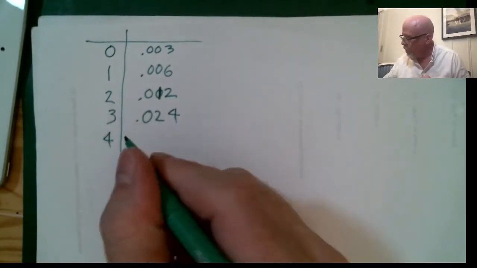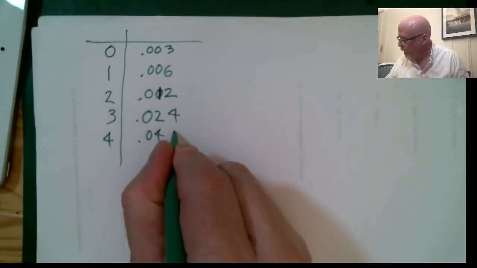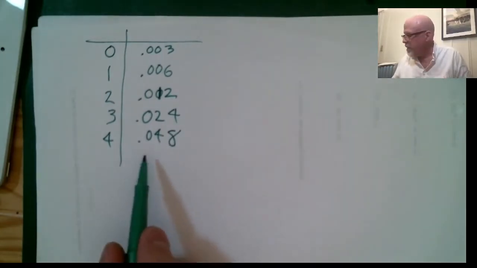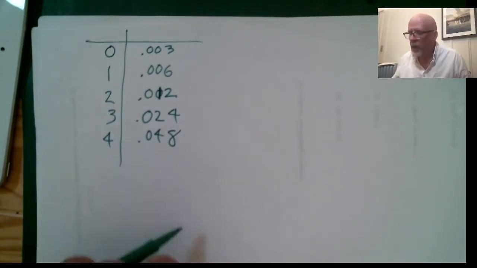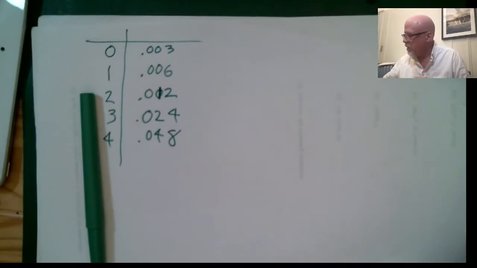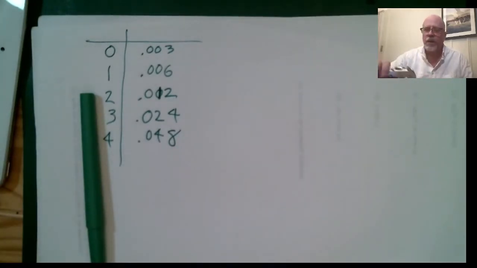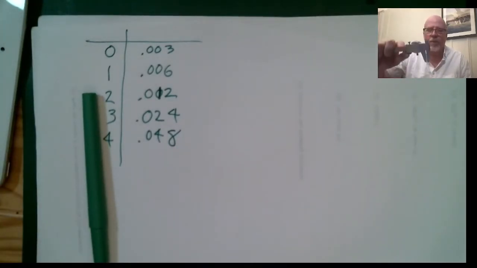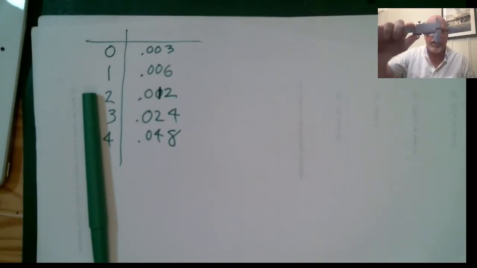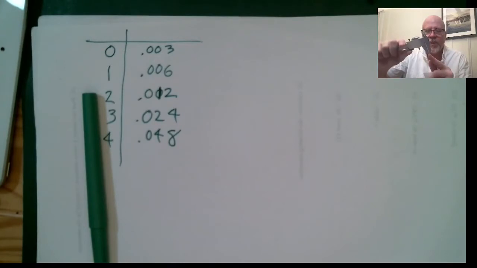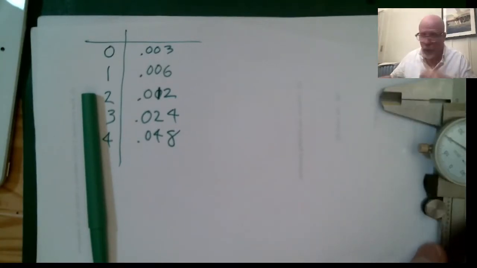And then after four folds, it's going to be 0.048. These sort of seem like small numbers, right? 0.048 is a little less than 1/16 of an inch. And I could set these calipers to that dimension, but you would barely be able to see the gap that's formed. Where do I hold it so that you can see it? That's not much in there, you know? A little more than the thickness of a fingernail. And that was only four folds.